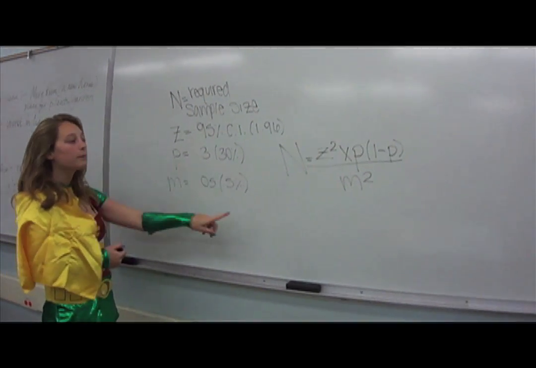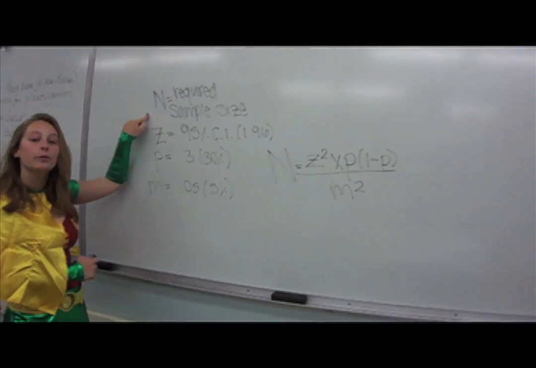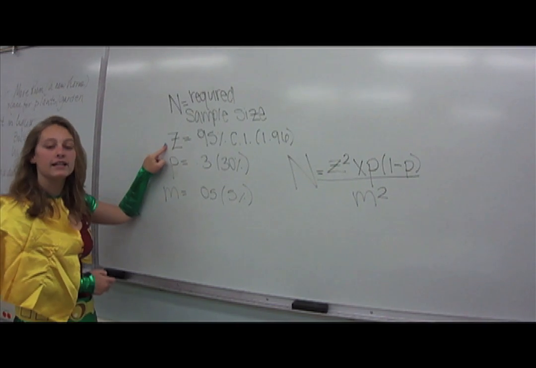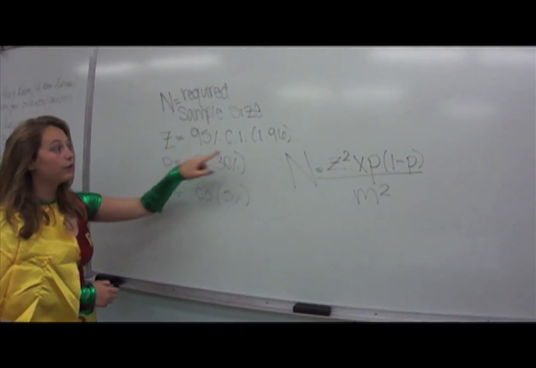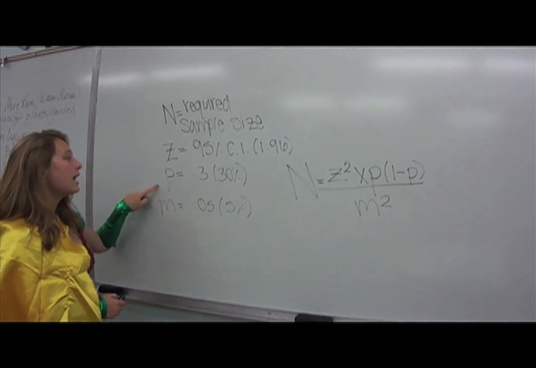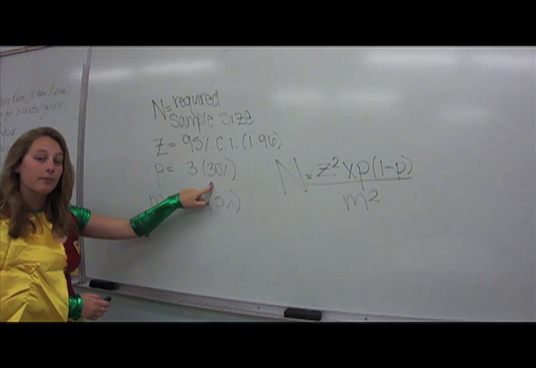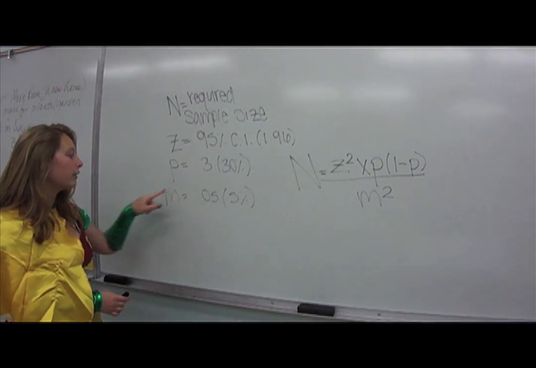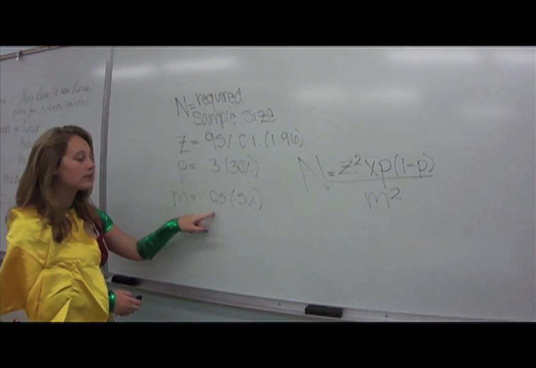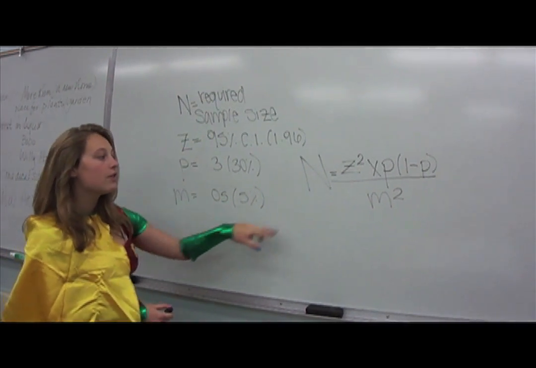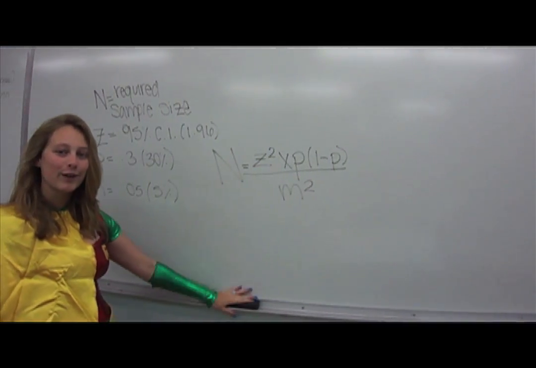Okay, so from the equation we can gather that n is the required sample size. Z is the 95% confidence interval, which would be 1.96. Then we have P, which is the 30% of malnutrition in Morocco, which would be 0.3, and the margin of error, which was 5%, which would be 0.05. This is the equation. Let's plug in our variables.